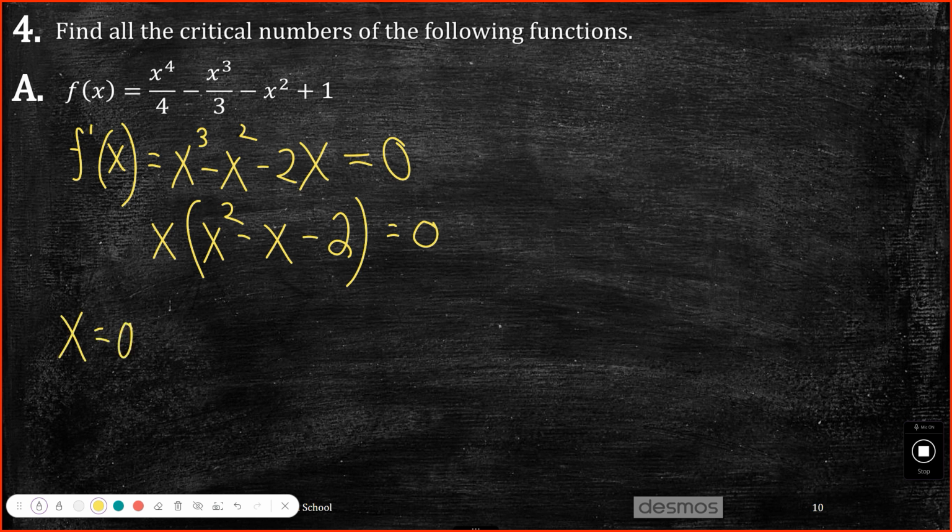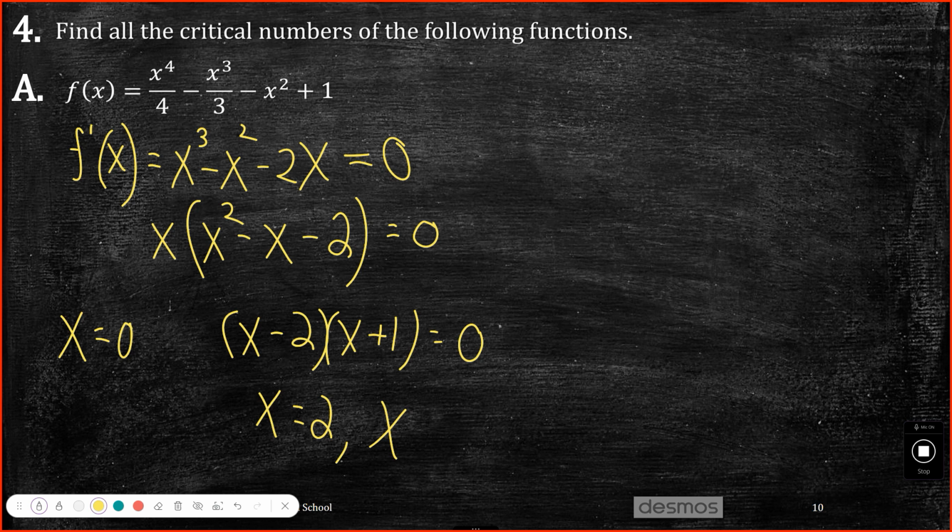And then this one can be factored out to be what? This is going to be x and x. What are the numbers here? So x equal to what? 2 and x equal to negative 1? So here, 0, 2, and negative 1 are the critical numbers.